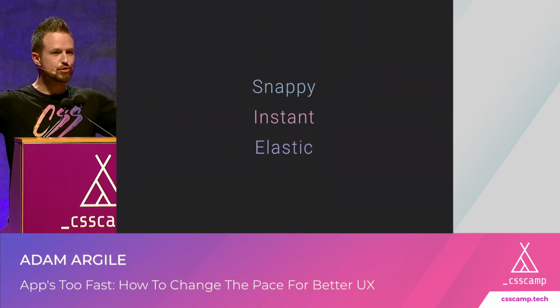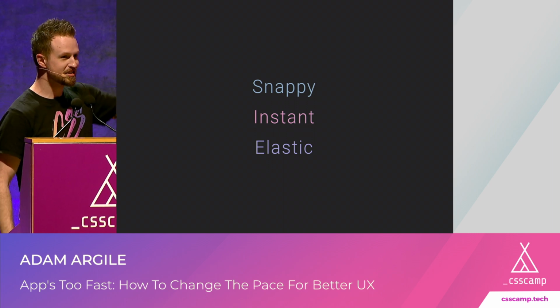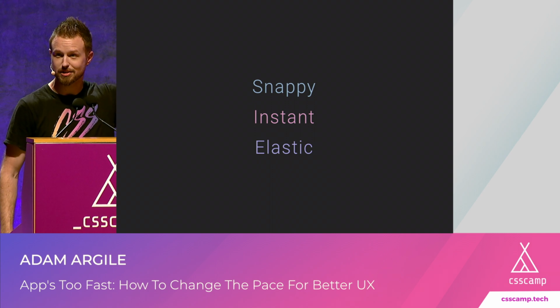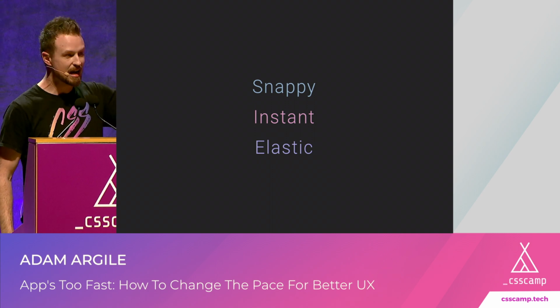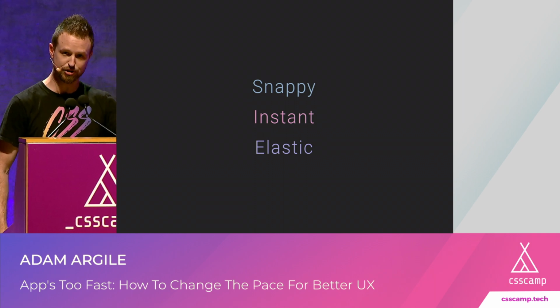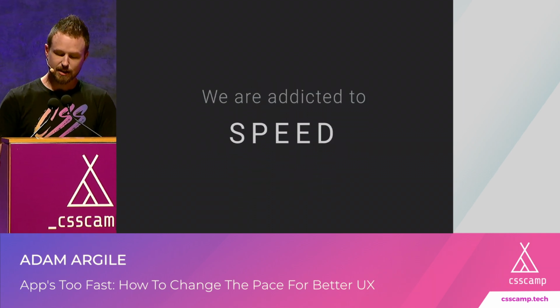These are the words that we use to describe our experiences. These are the desirable attributes of a 2019 application. We're not wrong. I'm just going to try to help us change it a little bit. Snappy, instant, and elastic. These were great goals for the progression that we were on.